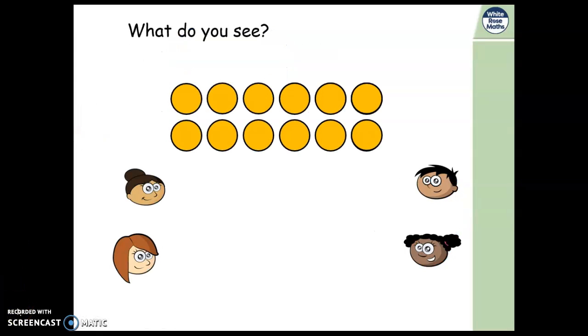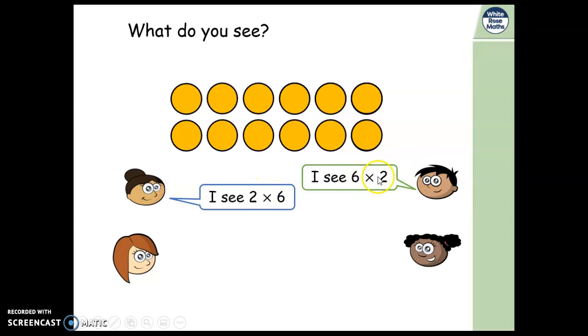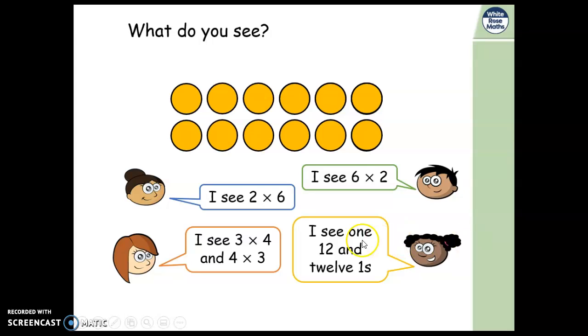Final question we're going to look at is this. So it says, what do you see? And then we've got 4 people who are going to give statements about what they see. So the first person says, I see 2 times 6, or 2 groups of 6. This person says, I see 6 groups of 2. This person says, I see 3 groups of 4 and 4 groups of 3. And this person says, I see 1, 12 and 12 ones. Let's have a look and go through each of them to see if what they see is correct.